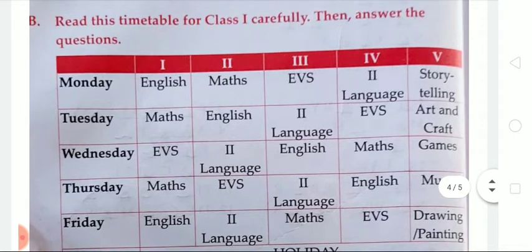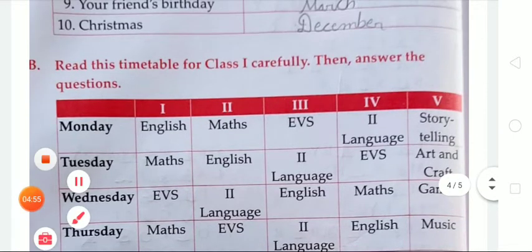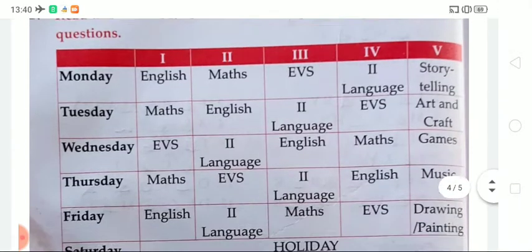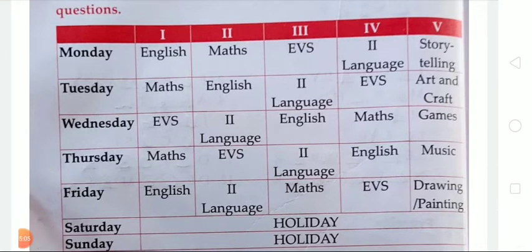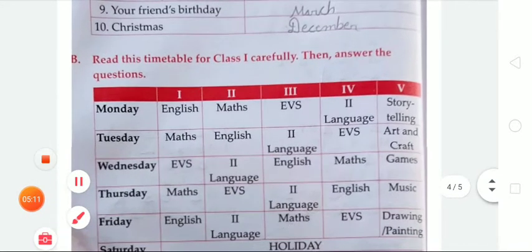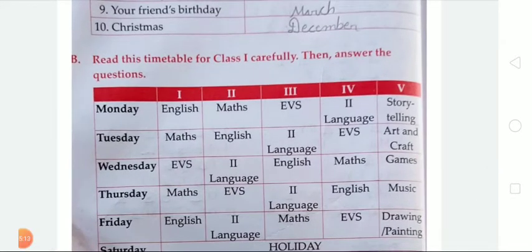So now moving to the next, that is exercise B. So what will we do in this exercise B? Read this timetable for class first carefully, then answer the questions. Student, as you can see the timetable that is given on your screen, it's a timetable for class first. So you have to read this timetable carefully and then answer the questions.